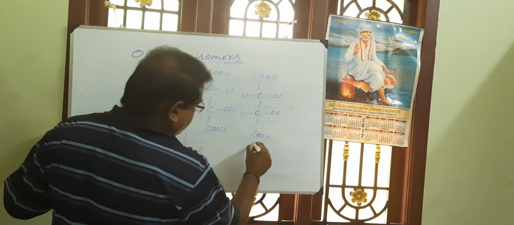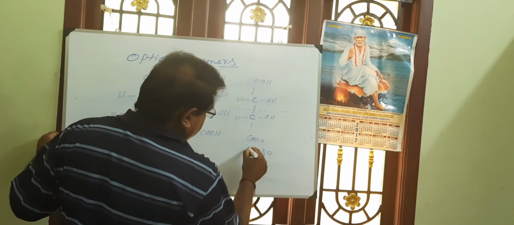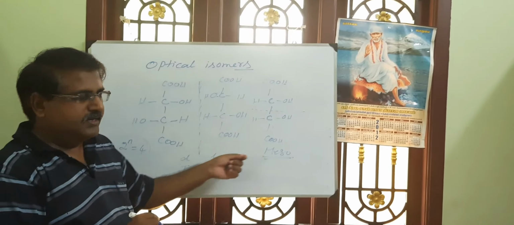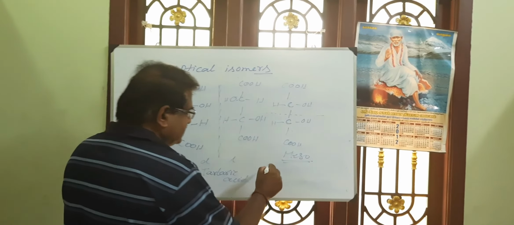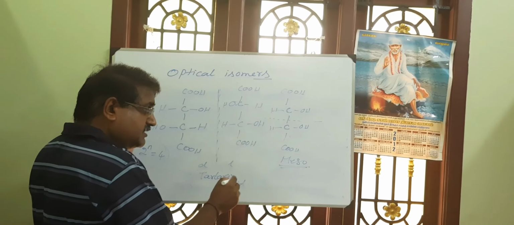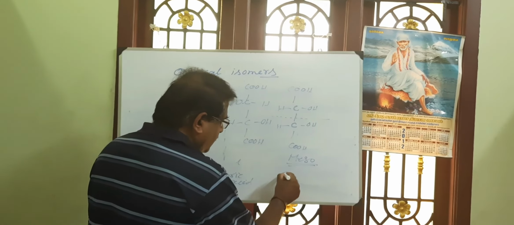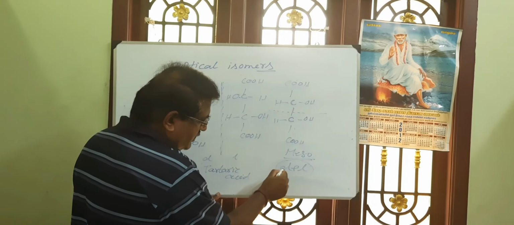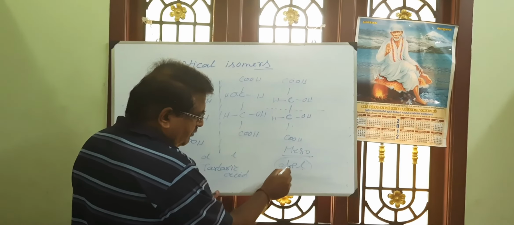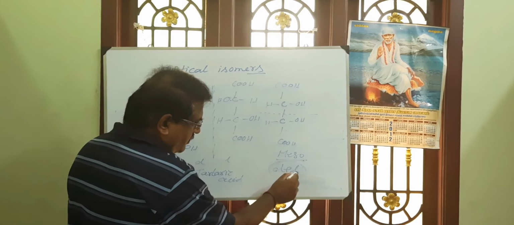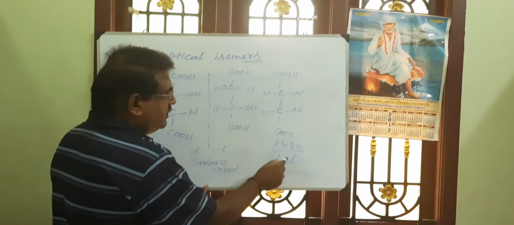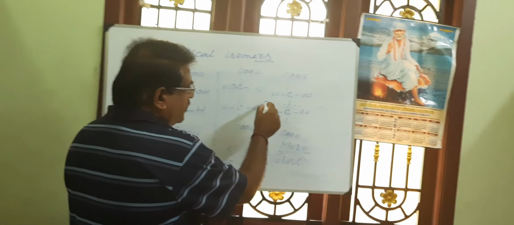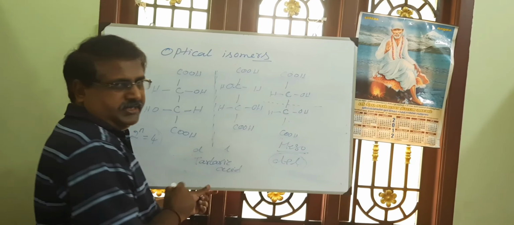This type of compound can be called a meso compound. So a meso compound will not have optical activity. You should not confuse it with the racemic mixture. A racemic mixture is the equal amount of D plus L. In the racemic mixture, D is optically active, L is optically active. But since we have equal amounts of D and L, the racemic mixture is optically inactive. But a meso compound is optically inactive because of the presence of a plane of symmetry.